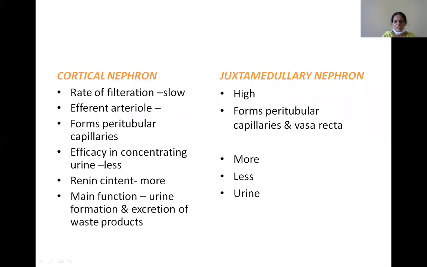What is the major function? Urine formation and excretion of the waste products. And what is the function of the juxtamedullary nephron? It is urine concentrating. So remember this. Concentration will be done by the juxtamedullary nephrons, whereas by the cortical nephron, it is urine formation and excretion of the waste products. Here renin content is more, and here the renin content is less.